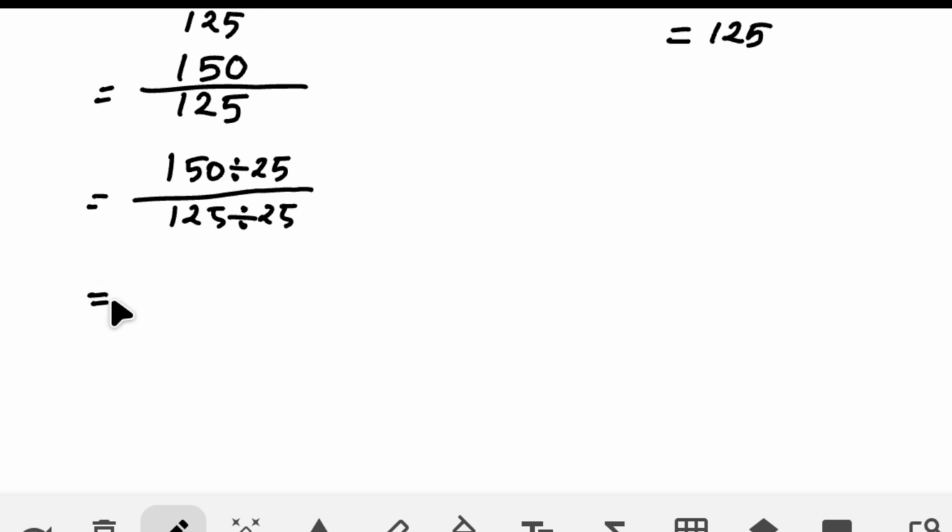If we divide 150 with 25, then we will get 6. And if we divide 125 with 25, then we will get 5. So final answer is 6 by 5. Or in the mixed number form, our answer will be 1 by 5.